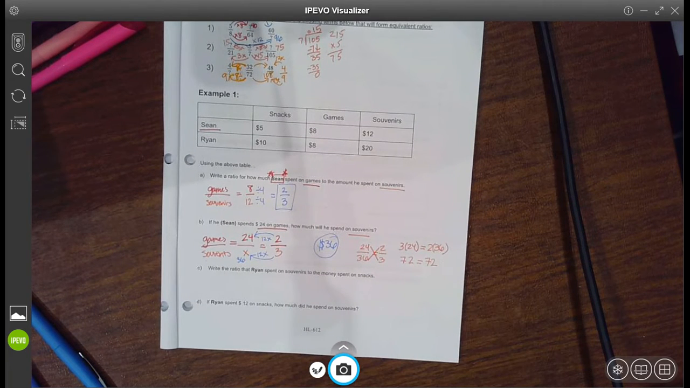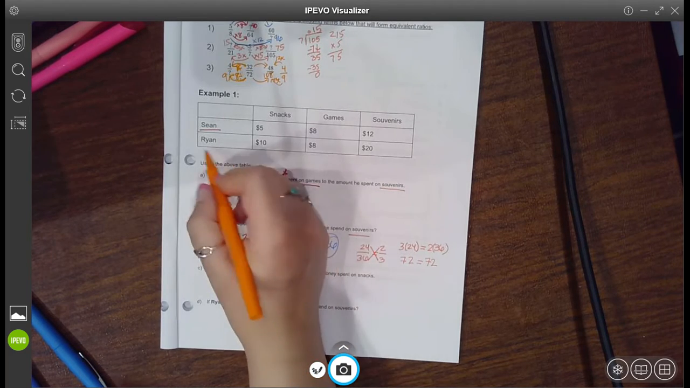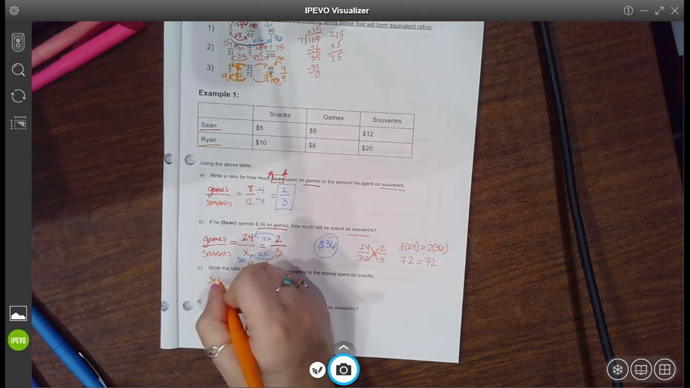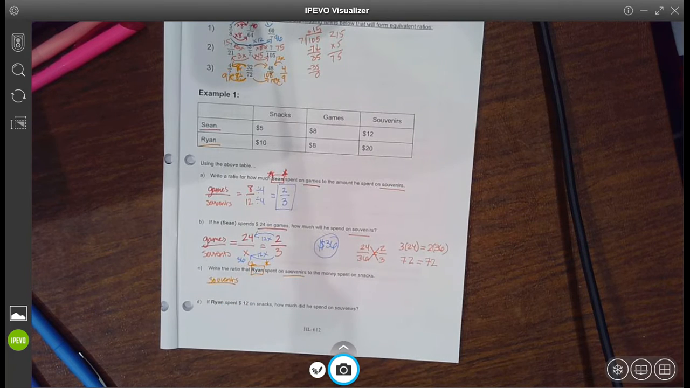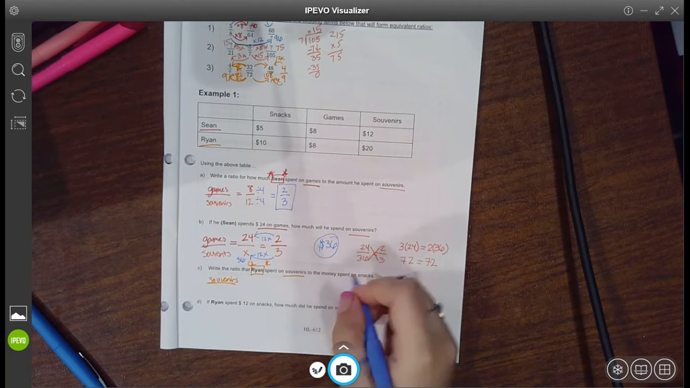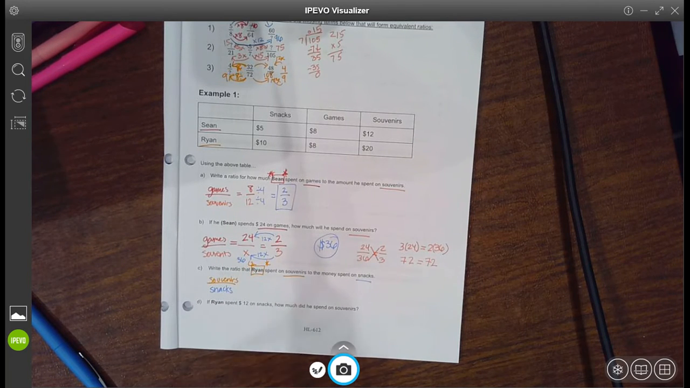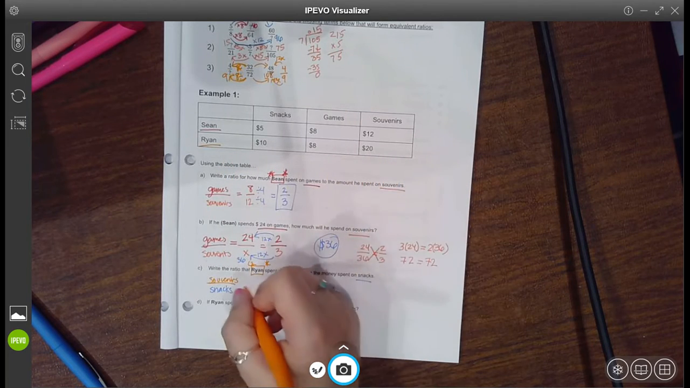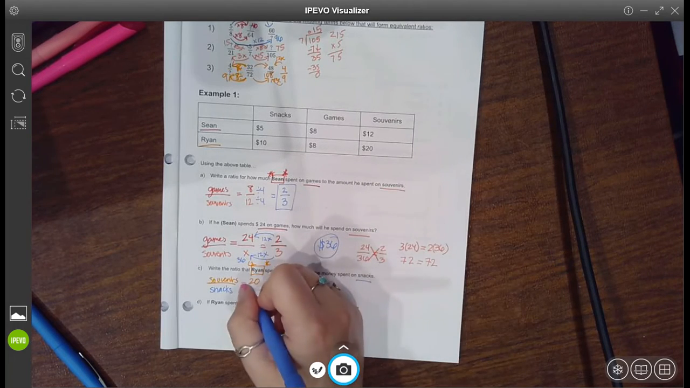Okay. The next one says, write the ratio that Ryan spent on souvenirs to the money he spent on snacks. Okay, so this time we're going to focus on Ryan. So Ryan, and we want souvenirs first because it's important. If they want whatever they say first, that goes on top. And then whatever they say second, that goes on bottom. Okay, so the amount of money that Ryan spent on souvenirs was 20. And the amount of money that Ryan spent on snacks was 10.